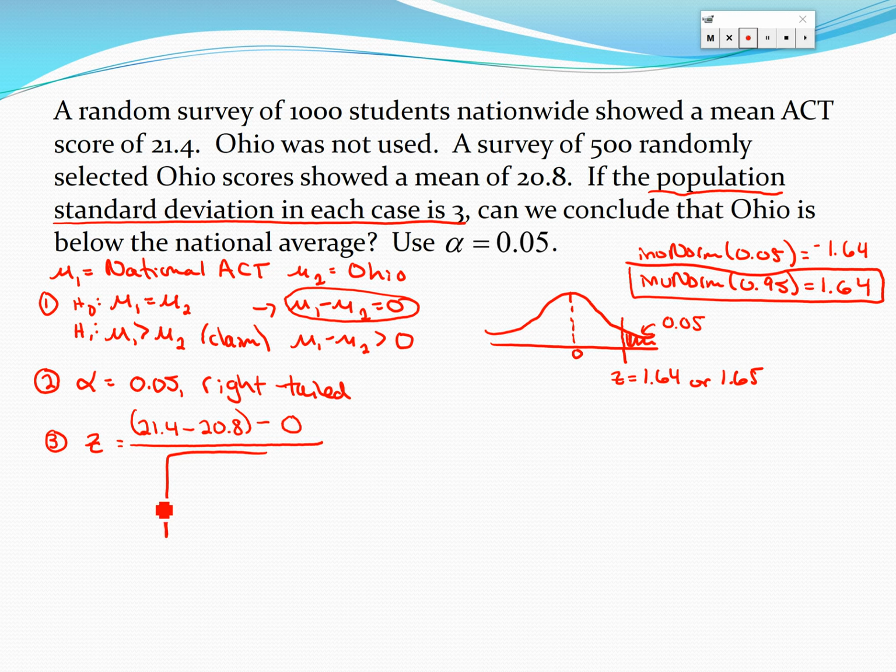In the denominator, we have a big old radical. Population variance is needed. So we take our standard deviation of 3 and we square it, divided by sample size. We had 1,000 students for the national, and 500 for Ohio. So now just take a minute, enter some things in, see if you come up with what I did. Double check me, make sure we match. And if you match me, then go ahead. Steps 4 and 5 haven't changed. So go ahead and do your steps 4 and 5.